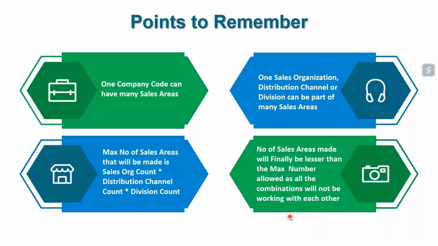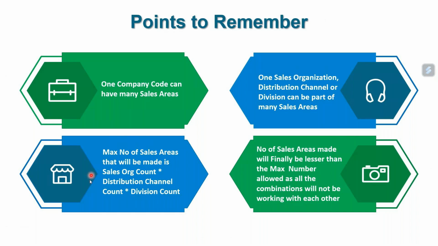Okay. So one company code can have many sales areas. Remember that. One sales organization, distribution channel, or division can be part of many sales areas. We already saw that. The max number of sales areas that can be made is sales org into channel into division. That is the max, right? No, not all your combinations will work. Therefore, most cases will never reach the max. Okay. But this is the max.